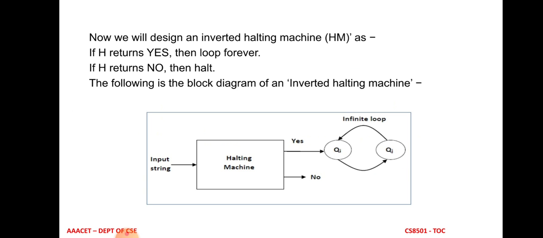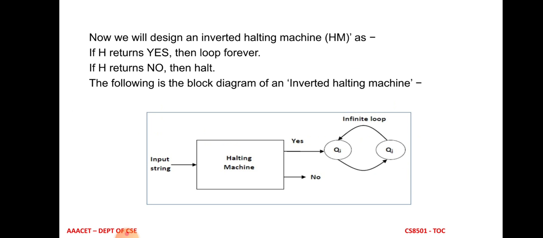But this is the inverted halting machine. So here, if the Turing machine H, or halting problem H, returns yes, then it goes into the infinite loop or loops forever. If the halting problem returns no, then the Turing machine halts its operation. It is the reverse process of the normal halting problem because it is an inverted halting machine. The block diagram of the inverted halting machine is like this. There is one halting machine which gets the input string, and if the halting machine returns yes, then it goes into the infinite loop.